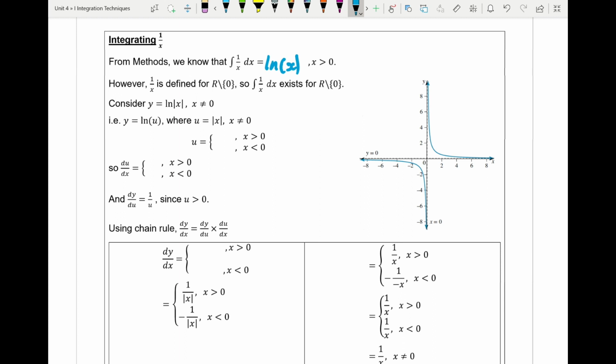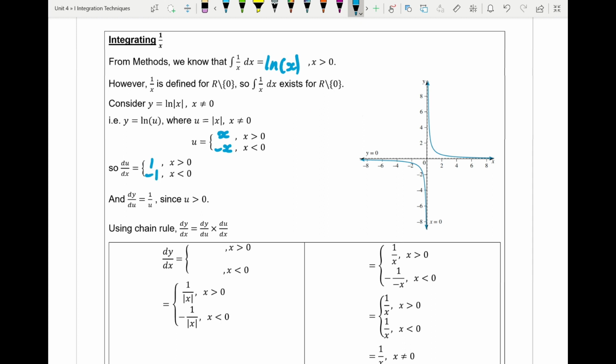So if we consider the function y, which is natural log of the absolute value of x, where x cannot be equal to 0. So y equals natural log of u, where u is the absolute value of x, so u is positive x when x is positive, and negative x when x is negative. So basically it just does a flip. The derivative of x with respect to x is 1, and the derivative of negative x with respect to x is negative 1.